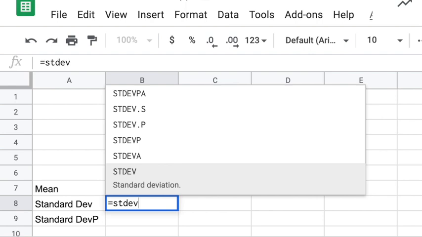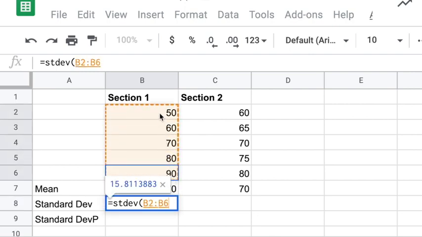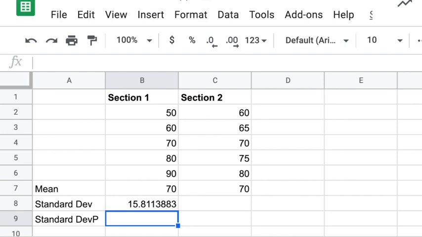Stdev is standard deviation for a spreadsheet. And you'll see some of these other ones up here. Oh, they put in dots. They're starting to get like Microsoft Excel. So Stdev, parentheses, and be careful you don't include the 70 here. That's the mean. We're talking about the standard deviation of the original 5 numbers. Let me get that out of the way. So we can just hit enter there, and that one is 15.8.